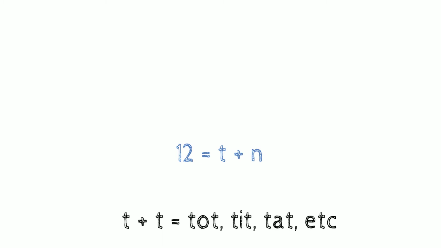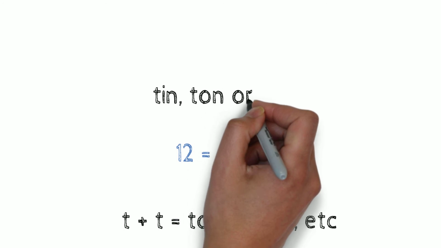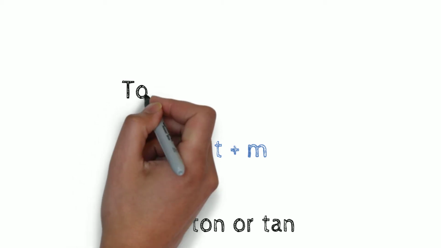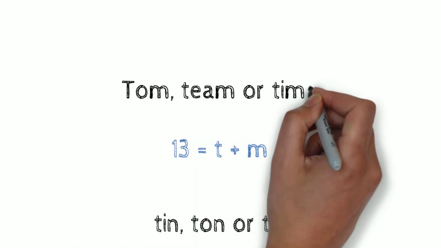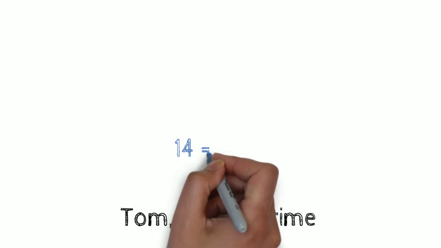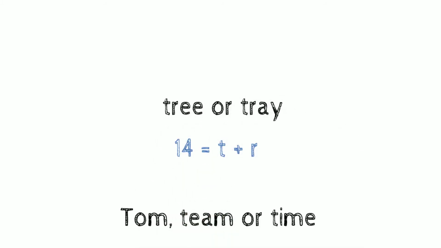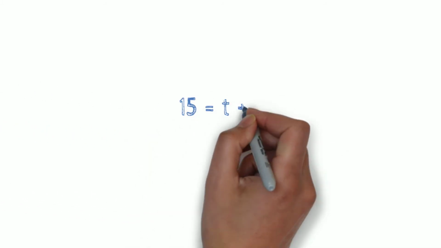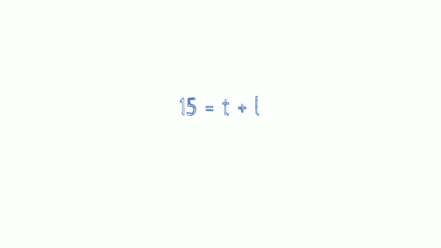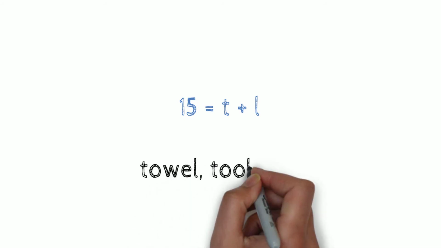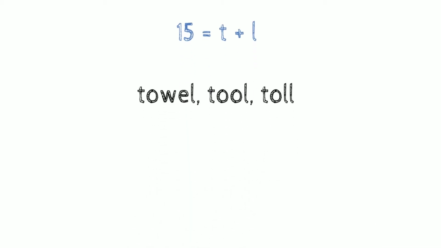For 12, it's T and N. When you combine them, you have words like tin, tan, or tune. For number 13, we have T and M. Think of words like Tom, team, or time. 14 is represented by T and R. You can use words like tree or tray and so on. The consonants T and L represent number 15. What words come up? What about words like towel, tool, tall, and the like?